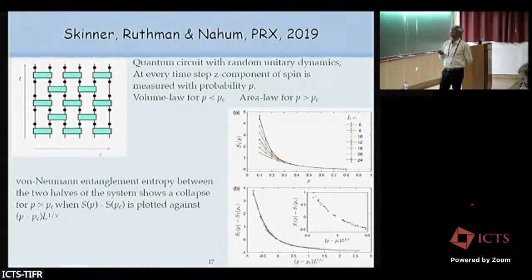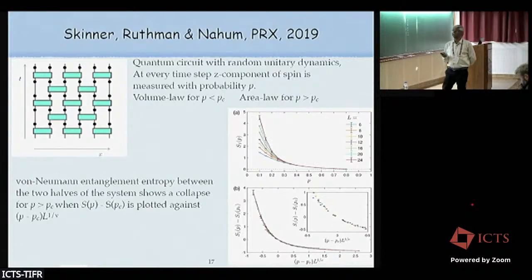And Skinner, Ruthman and Nahum had shown some scaling plots. This is the bipartite entanglement, the von Neumann entanglement entropy between the two halves of the system, that shows a collapse for P greater than PC when S at P minus S at PC is plotted against this quantity. So there is a collapse up to this 0. 0 means P equal to PC. After that, the collapse is gone.